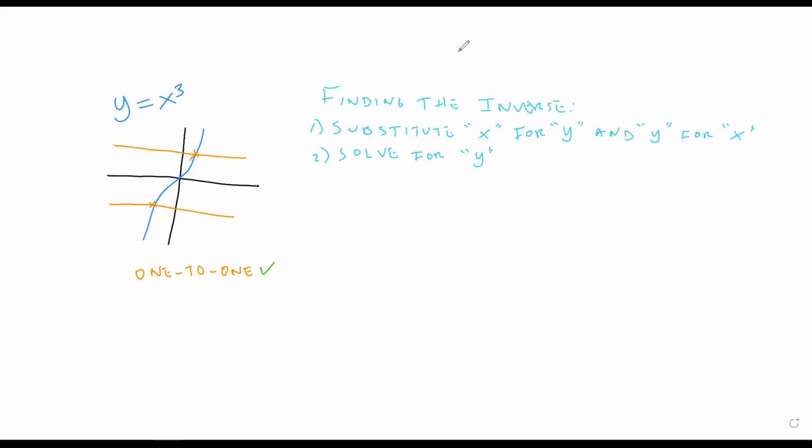So the original function is y equals x to the 3. So basically, we're going to have x equals y to the 3. And then we just solve for y. So y is going to be equal to the cube root of x. And this is the inverse.